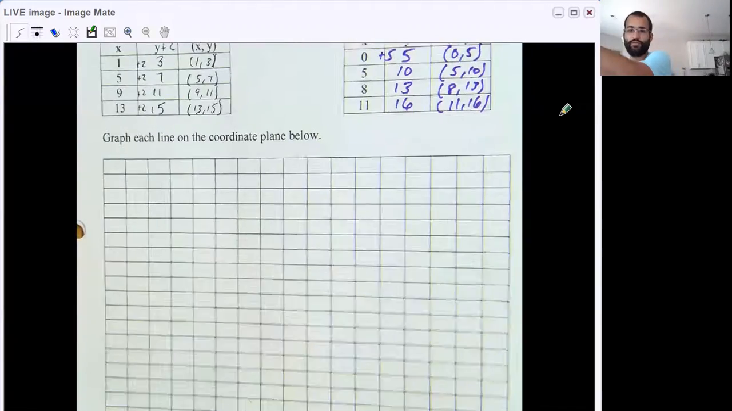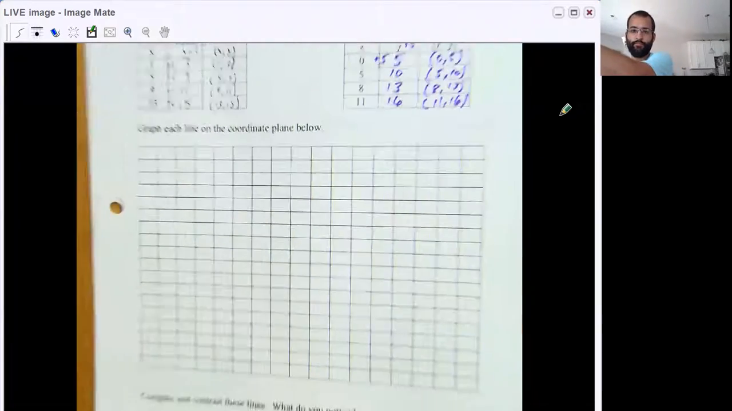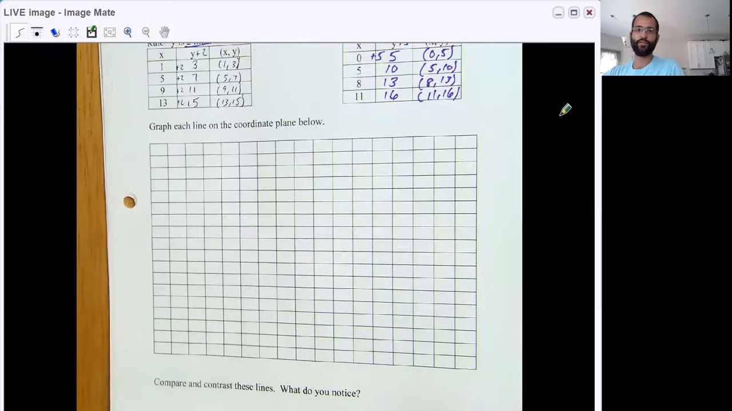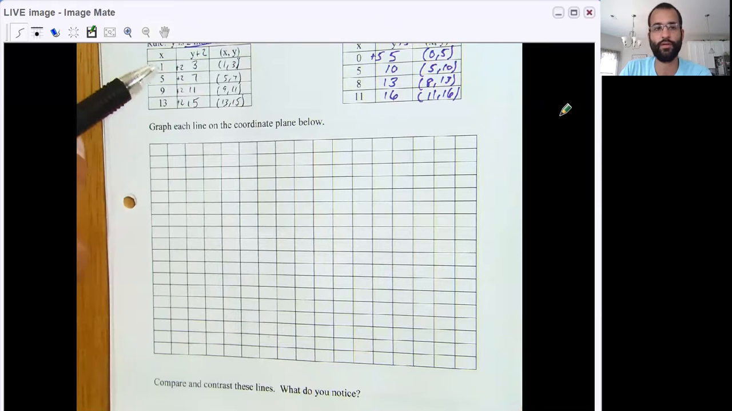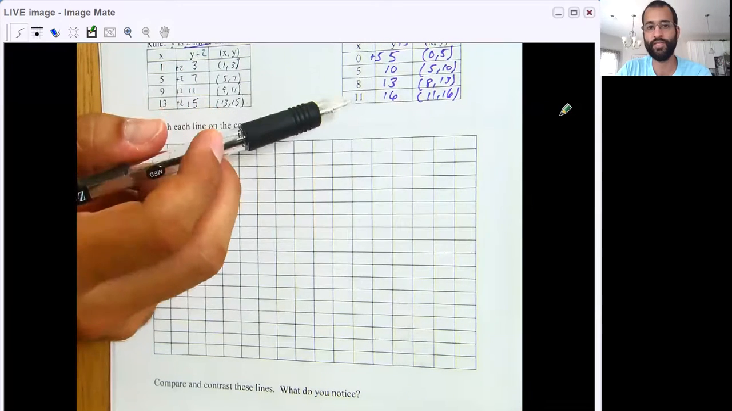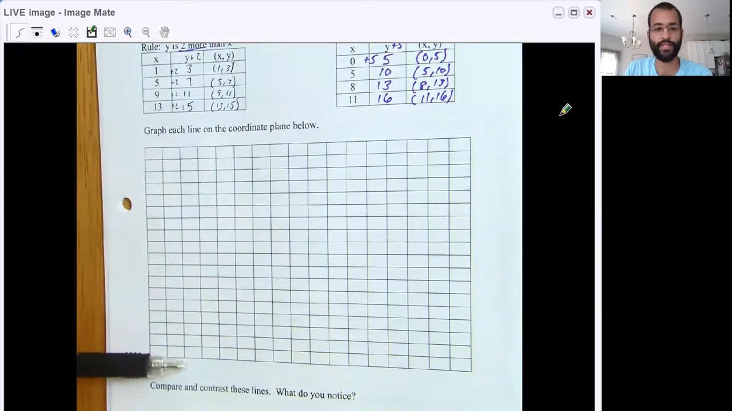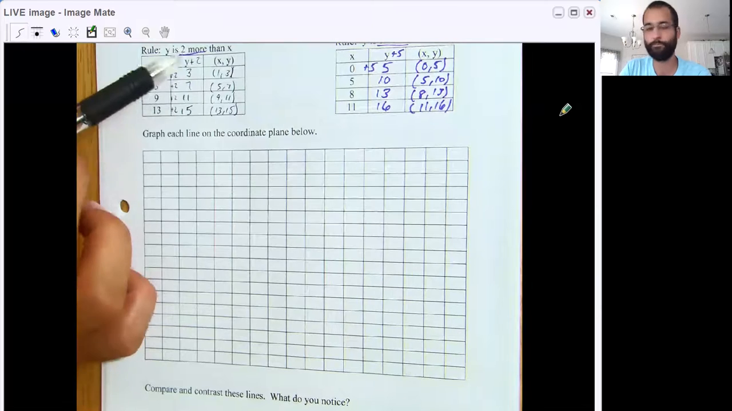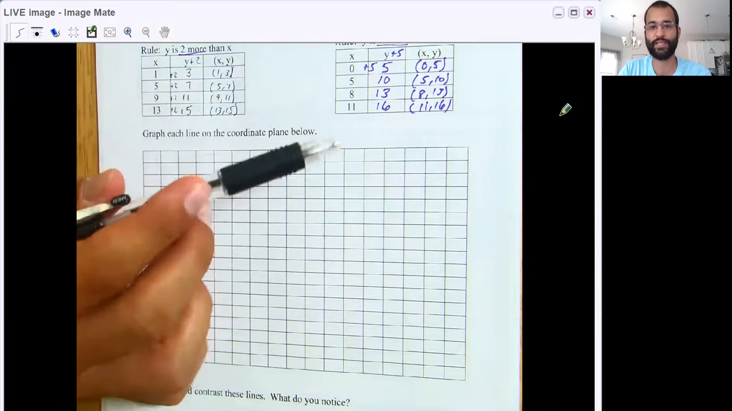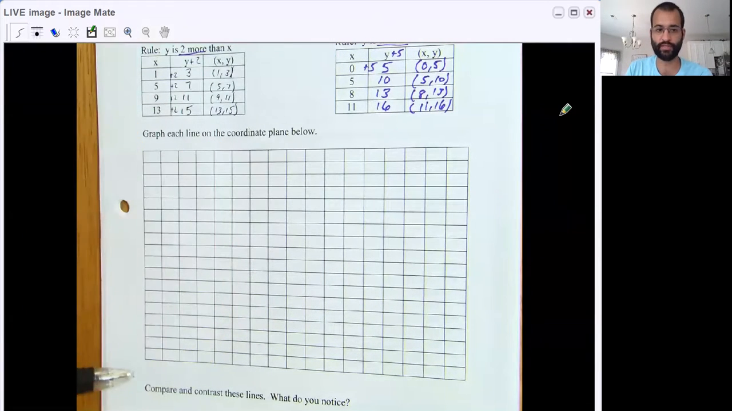All right, so I'm going to zoom out just a little bit. Let's notice something here. Can you tell me what's the biggest number you see on your X? I see a 13. 13 is the biggest, right? So I need to make sure that I go at least to 13 down here on my X. And what's my biggest Y? Looks like 16. So I need to make sure I go at least up to 16 on my Y.